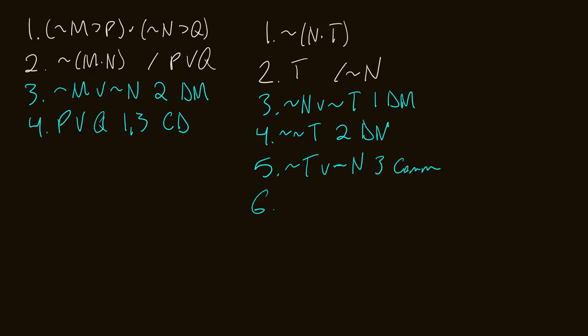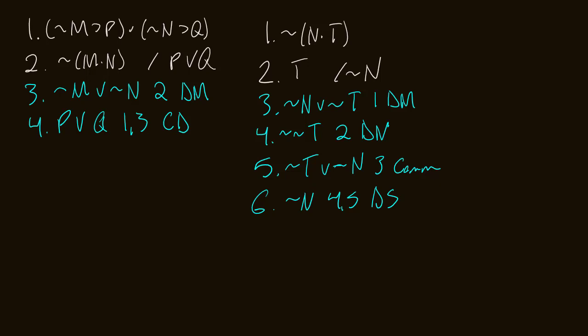And then, with that form, P or Q and not P, we have a disjunctive syllogism from not T or not N and not T. And from that, what we can conclude is not N. So we get not N from 4, 5, and a disjunctive syllogism.